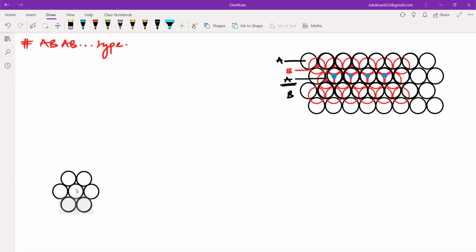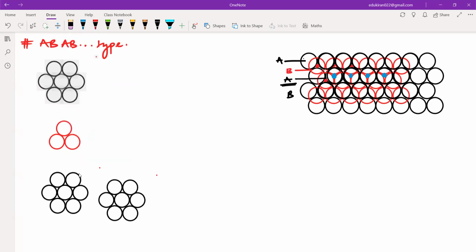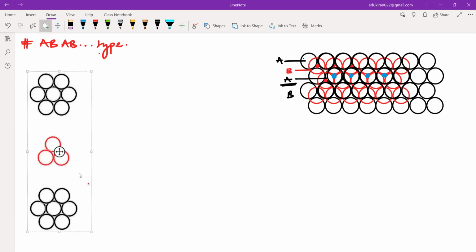I have taken the 6 atoms from the black layer. Then I will take 3 atoms from the red layer like this, and then again take the 6 atoms from the black layer. So we have A layer, then B layer, and then again the A layer. You have to complete the whole cycle: A, B, and then again A. So we have got these atoms that we will be using in order to prepare the unit cell.